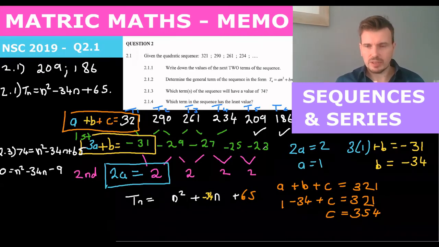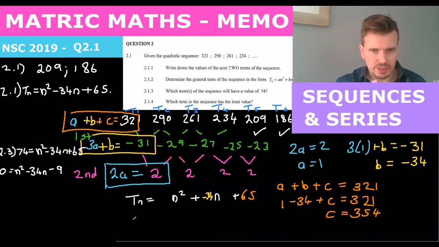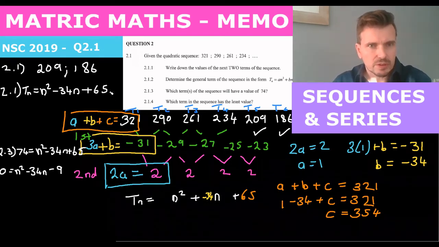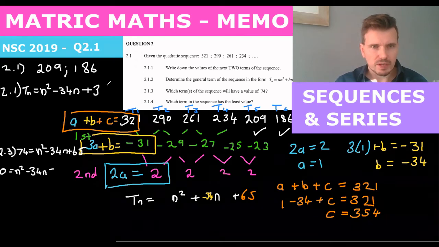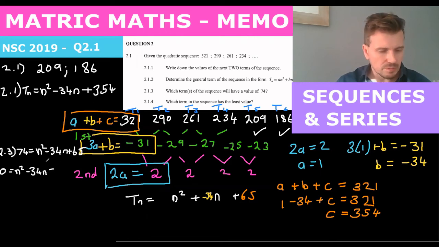Okay, so 354. So I need to change that to 354 because remember I made an error there. So 354 minus 74 equals 280. So it's plus 280 here. This was 354.